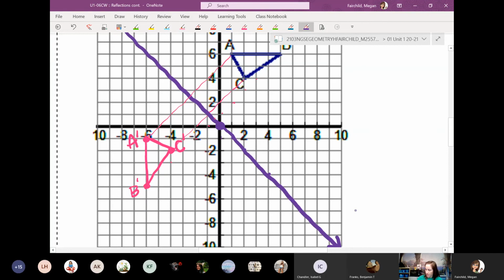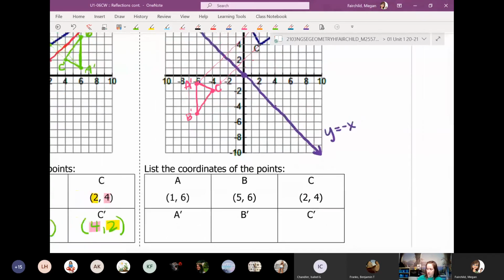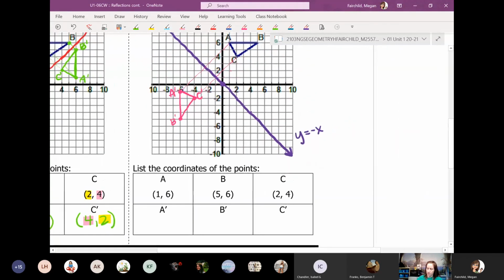Now look at those ordered pairs and see what's happening. It's going to be slightly different than what happened with the other. A was at 1, 6. Now A prime is at -6, -1. B was at 5, 6. B prime is now at -6, -5. And C was at 2, 4. Now C prime is at -4, -2.